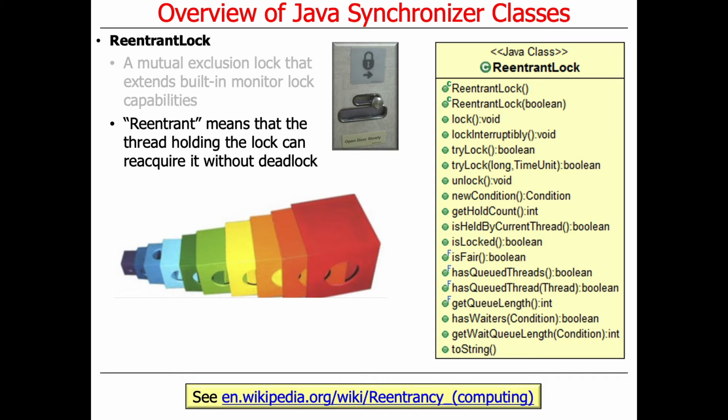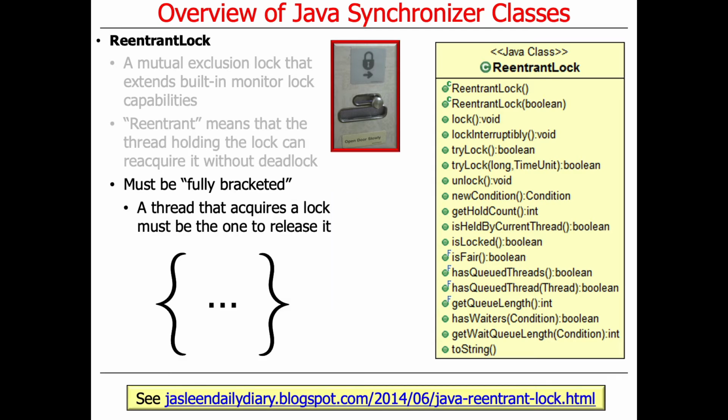That's what reentrant means. Those of you taking the class for graduate credit will get a chance to play around with this because you get to implement a reentrant lock. Another characteristic of a reentrant lock is that it must be fully bracketed. What that means is the thread that acquires the lock must be the one to release it. There are some synchronizers, like semaphores, which we'll talk about later, that do not have this fully bracketed property. But reentrant locks are fully bracketed. You'll get a chance to see that, and you'll use them in that form in our code.